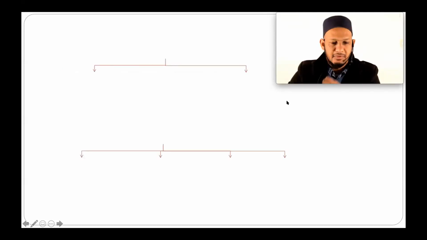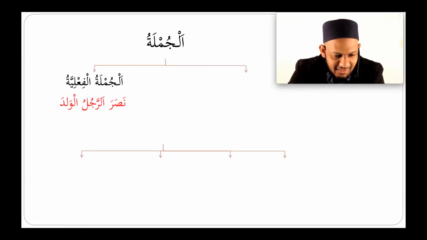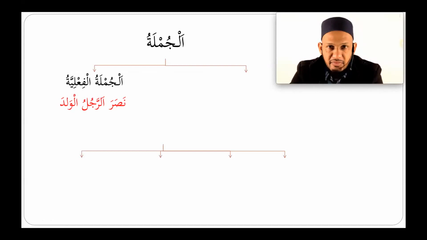Okay, so let's start straight away with Nahwu. Bismillah. If you look at the mind map on the screen, we have come to the end of this mind map. From the beginning, we first did Jumlatul Fi'liya, a verb-based sentence, and in that sentence you have three parts. Nasara, the verb, the fi'l. Then you always have a fa'il, a doer, and here it's at the end, rajulu, and you have maf'ulun bihi. So that's a Jumlatul Fi'liya.